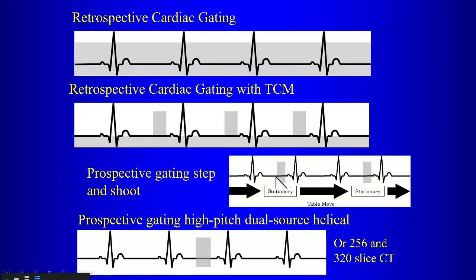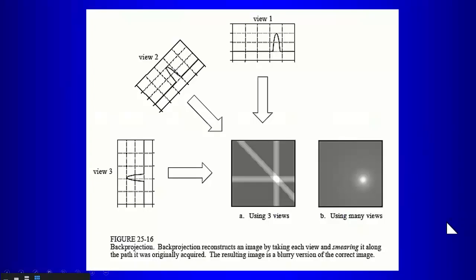And then there is no wasted radiation as the gantry rotates around. So this is the most dose-efficient scan that you can do. If you image the entire heart in one rotation, it is the most dose-efficient scan that there is.